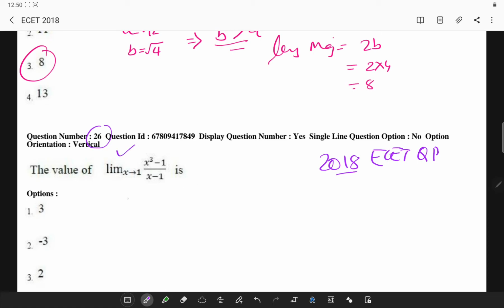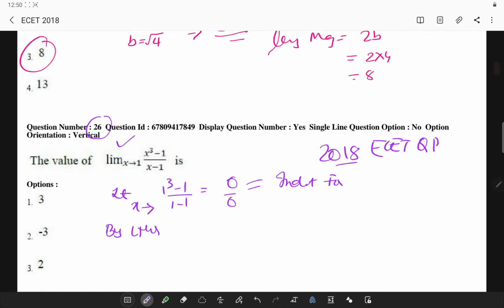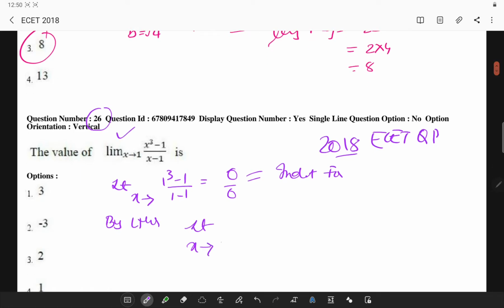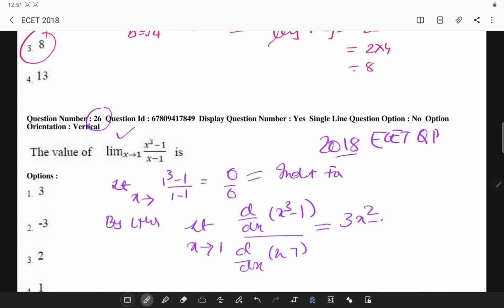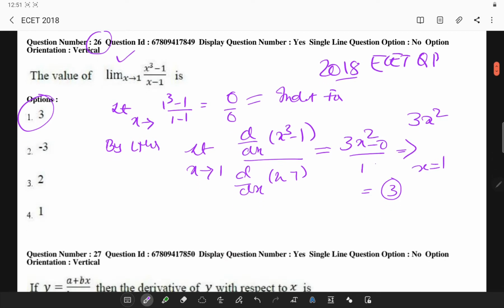If you directly substitute the value of x, it will be (1 cube minus 1) by (1 minus 1), which is in the form of 0 by 0, an indeterminate form, and therefore we go with L'Hospital's theorem. Limit x tends to 1: we take the derivative of x cube minus 1, and for the denominator, derivative of x minus 1. So this is 3x square by 1. If you simply substitute x equal to 1, you get the limit as 3. So the answer is option number 1.